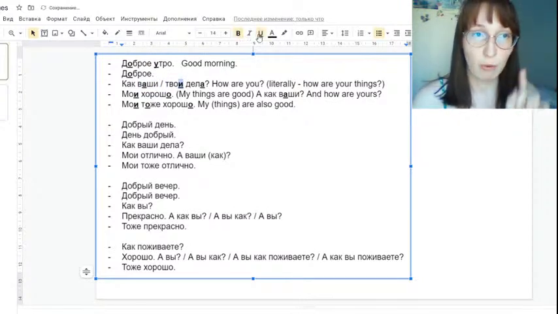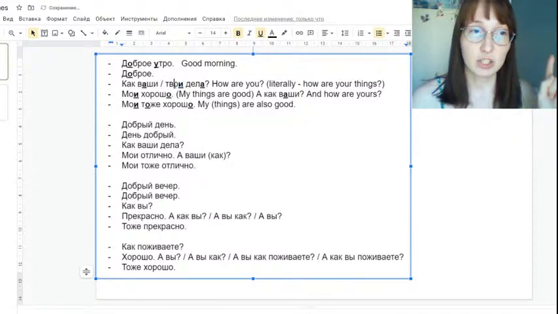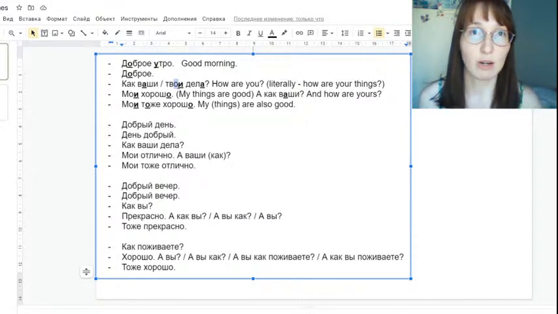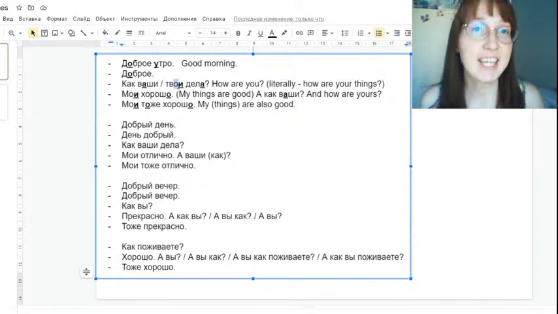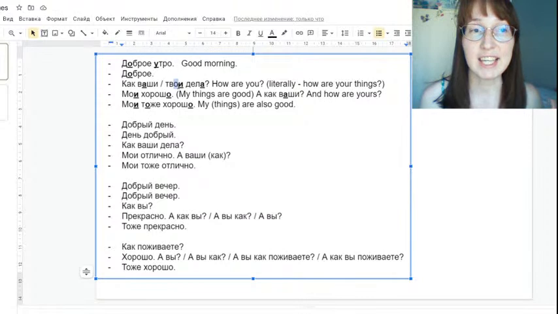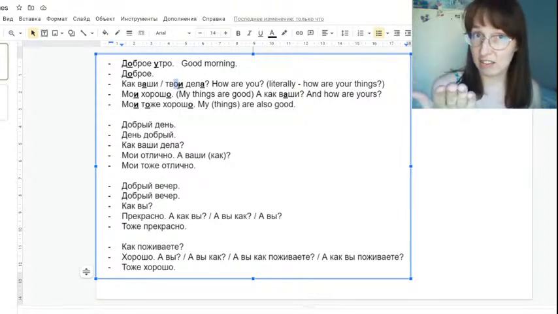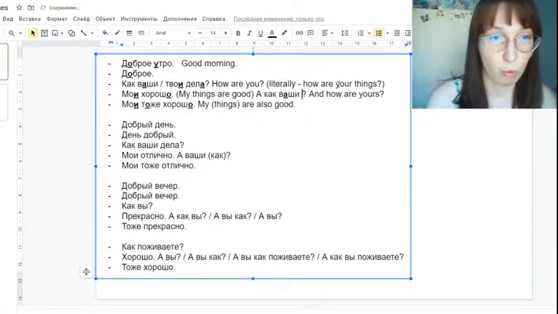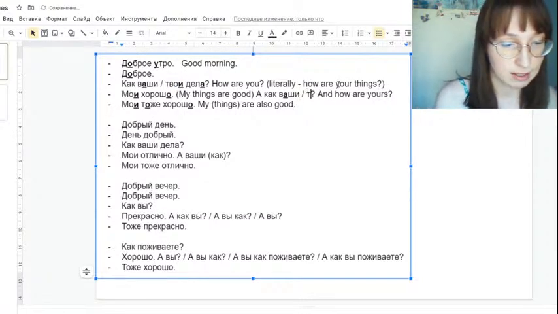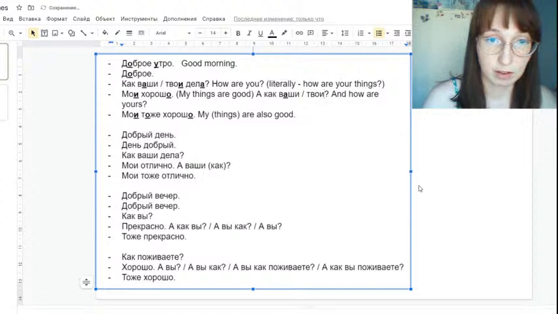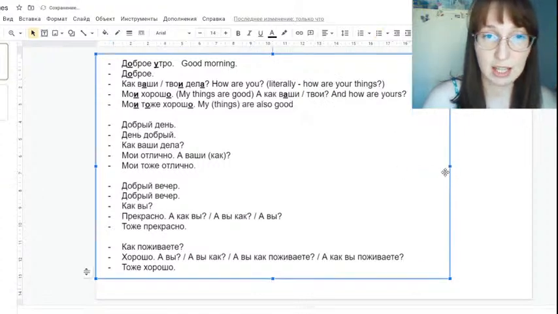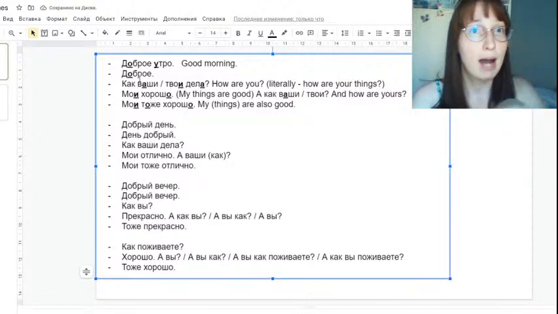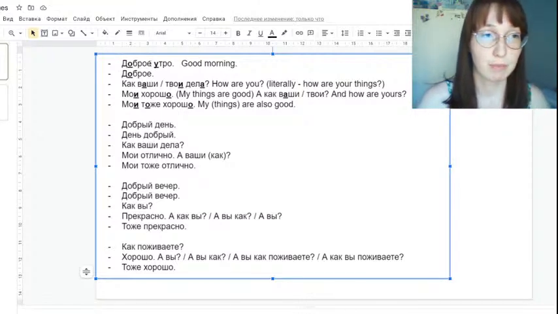The stressed vowel is E, so unstressed O represents an A sound. Твои. Твои. Как твои дела? Okay? And here we also say твои to make this dialogue informal. So let me read the whole dialogue but in an informal version.